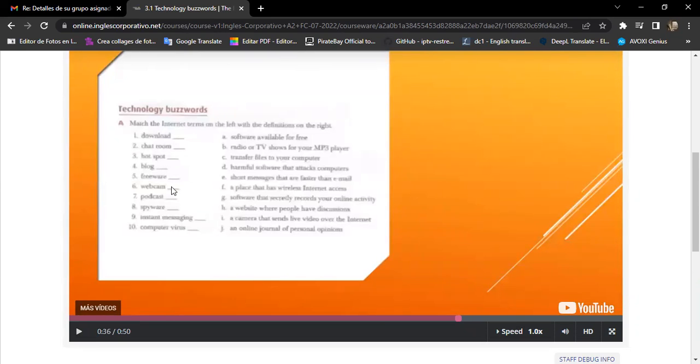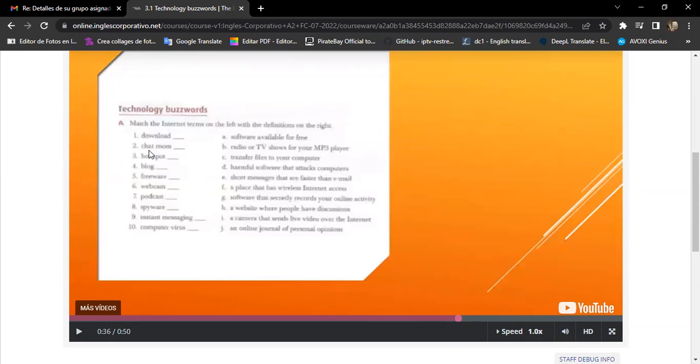Okay, what is download? Do you know what download is? Download is when you need a new application and you download the application. Okay, yes, download is letter C, transfer a file to your computer. Okay, what is a chat room?